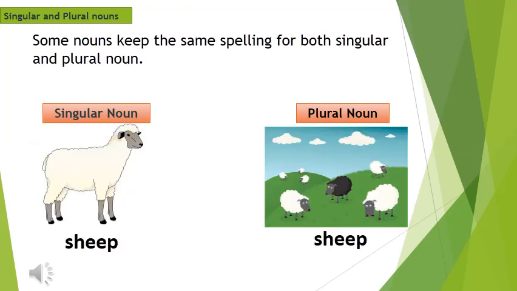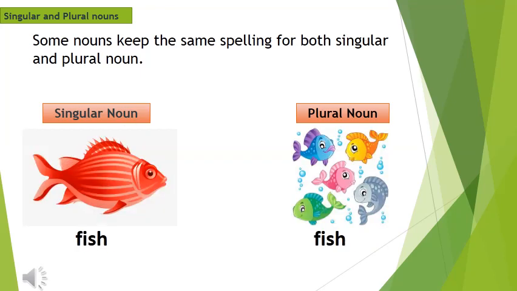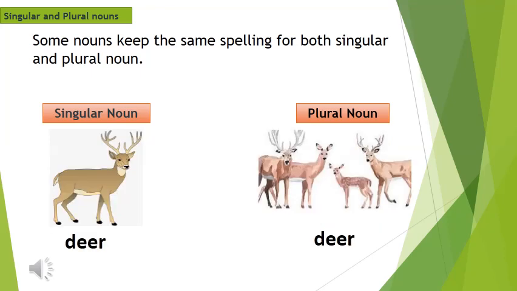Okay students, do you know there are also some nouns that do not change their spelling whether they are one or more than one? If there is one sheep, it will be called sheep, and if there are more than one, they will also be called sheep. Fish. The plural is also fish. Deer. The plural will also be deer.